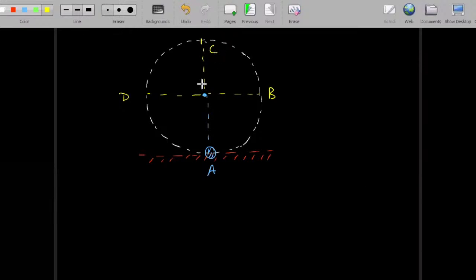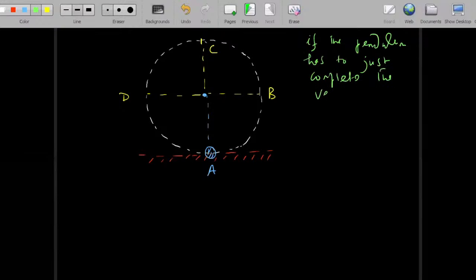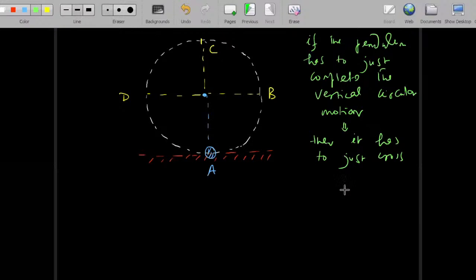So now I will first take the point C. So now I'm writing, if the pendulum has to just complete the vertical circular motion, if it has to just complete the vertical circular motion, then what? Then it has to just cross point C, right?